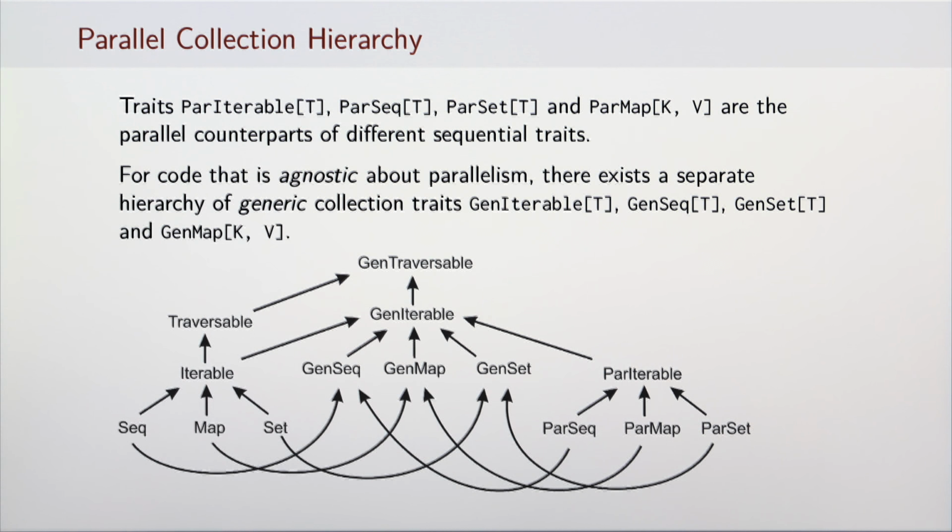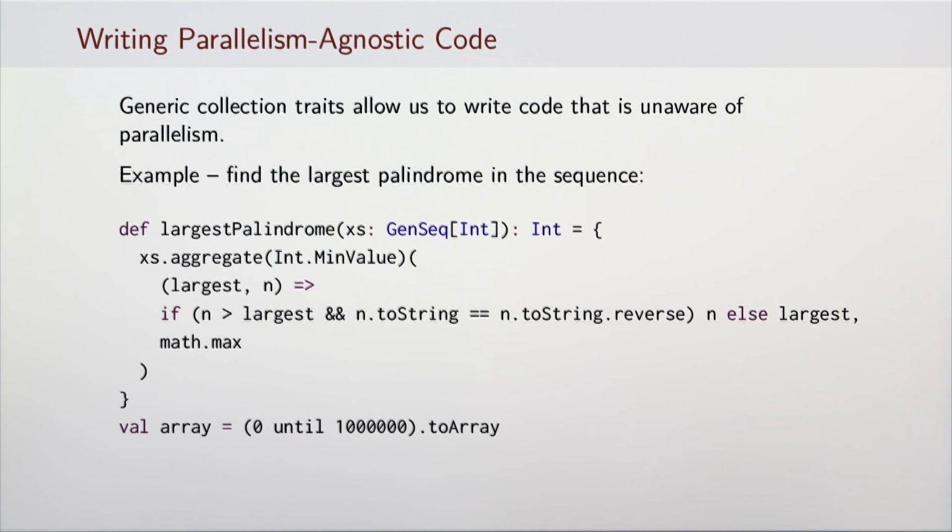On one axis, different collection types are subtypes of each other. For example, the Seq type is a subtype of the Iterable type, and ParSeq is a subtype of the ParIterable type. On another axis, sequential and parallel collection types are subtypes of the corresponding generic collection types. For example, both Seq and ParSeq are subtypes of the GenSeq type. Generic collection traits allow expressing code that may or may not execute in parallel.